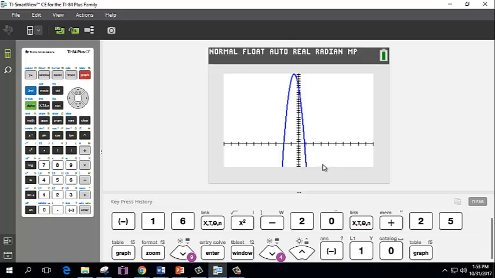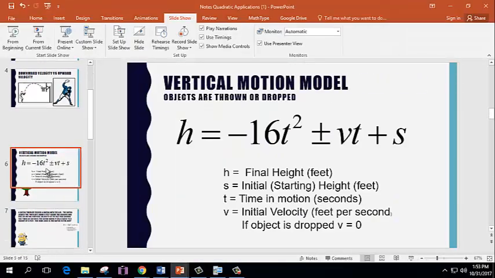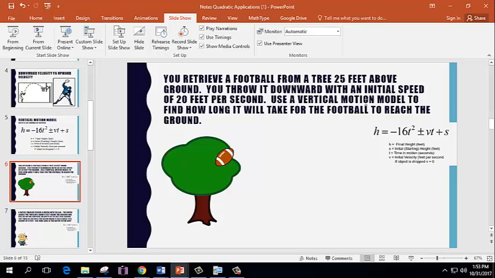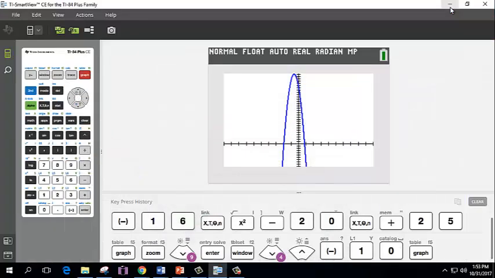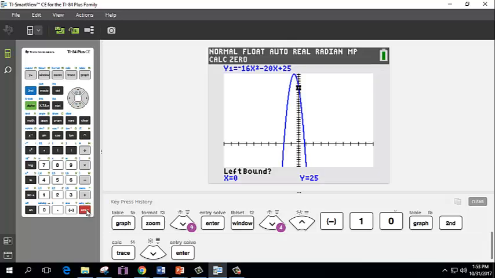So what are we trying to find? If we're trying to find out how long it will take for the football to reach the ground, remember that's the initial question here. So for the football to reach the ground, that means your height is 0, so we're going to try to find the 0. So how you do this, second trace, go to 0, enter. Left bound, right bound, remember you use the tracer, left and right arrows, as close to the 0 as possible. To the left of the 0, your y values are positive, so I'm going to go 2 clicks to the left just to make sure I'm to the left of the 0. Go as close to the 0 as possible, 2 clicks to the right.